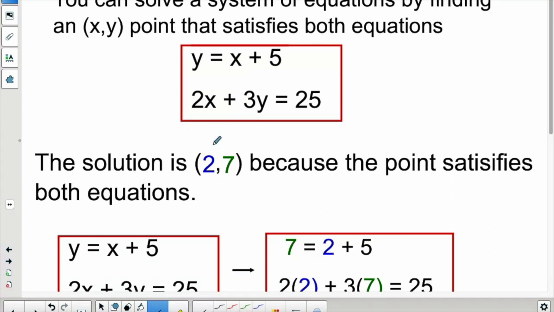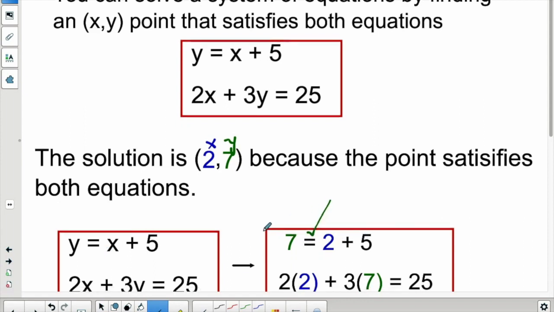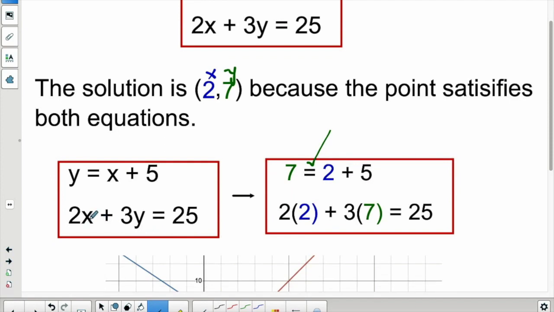So down here, you guys obviously know that this is an x point, and then this would be your y value. So if I plugged in my y value and my x value, 7 equals 2 plus 5. Yeah, it does. And then if you look at the other equation, we plugged in 2 for x and 7 for y. It would say 2 times 2 is 4, plus 3 times 7 is 21. 4 plus 21 is 25, so that works too.